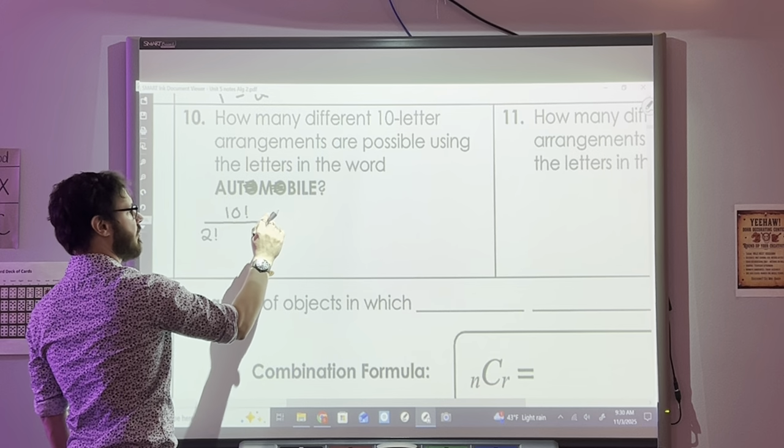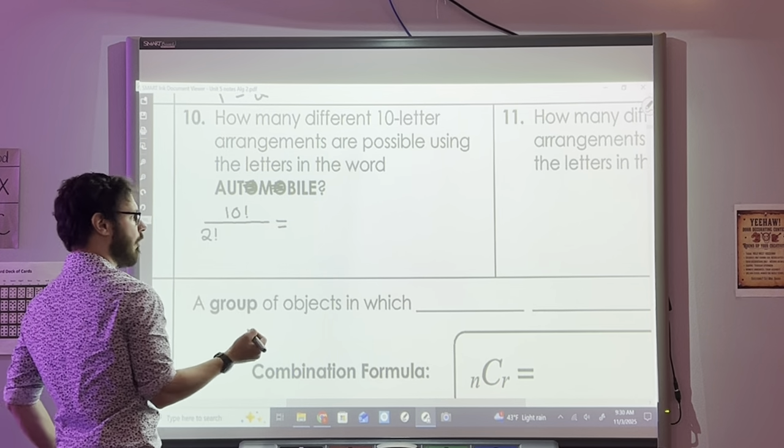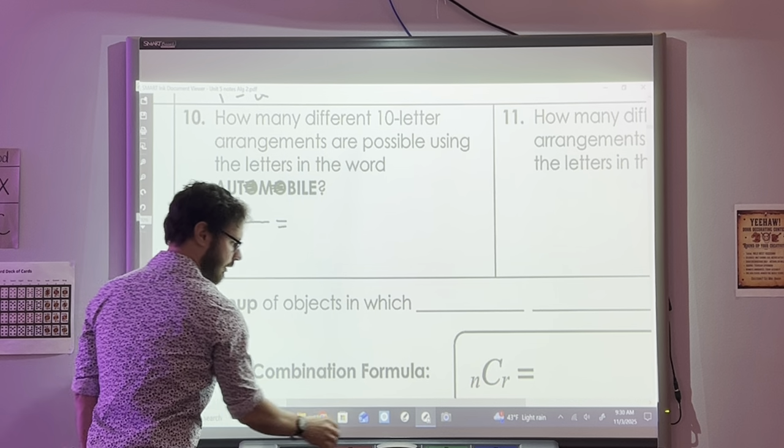A-U-T-O-M-O-B-I-L-E. I don't see any other repeats. It's going to be 10 factorial over 2 factorial. Let's do it in our calculator.